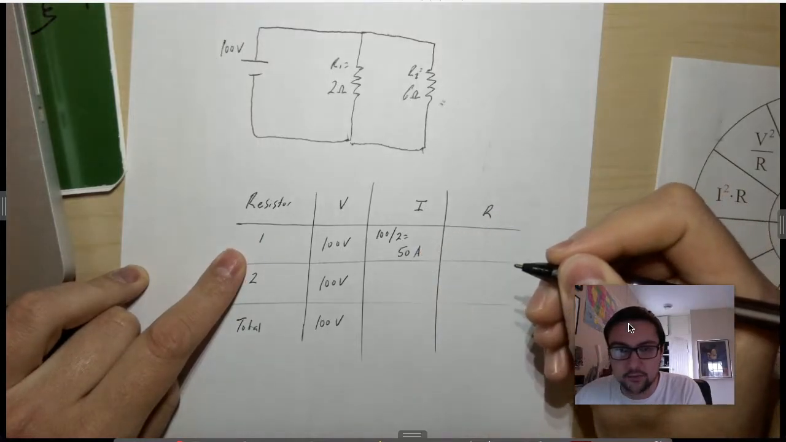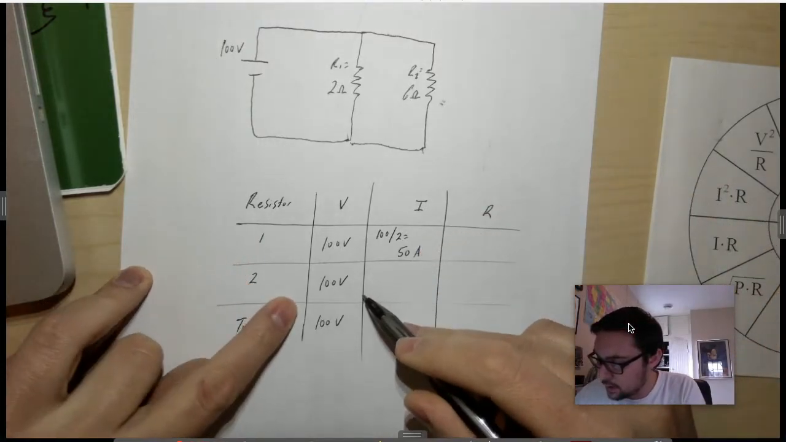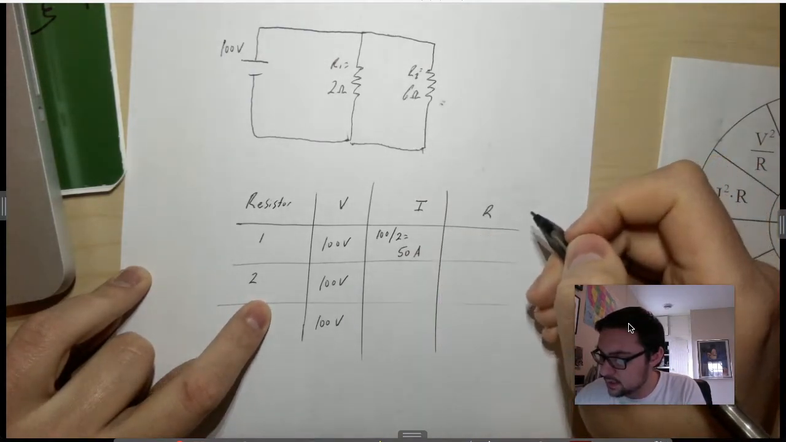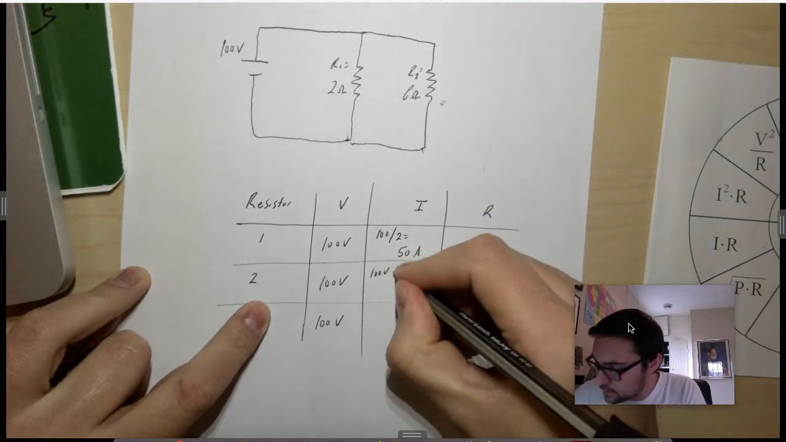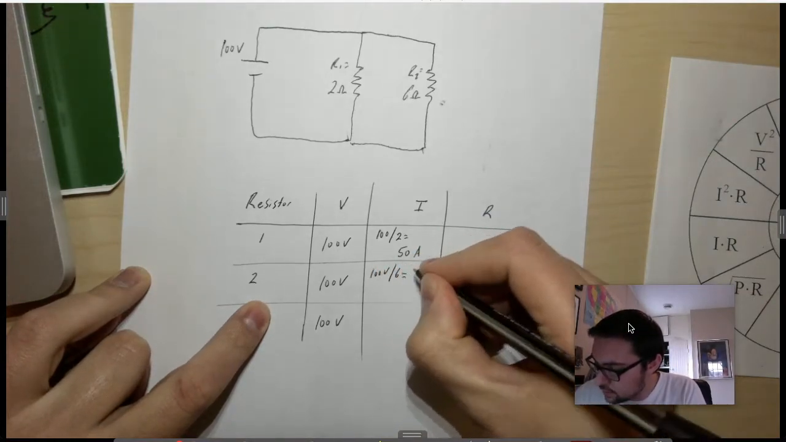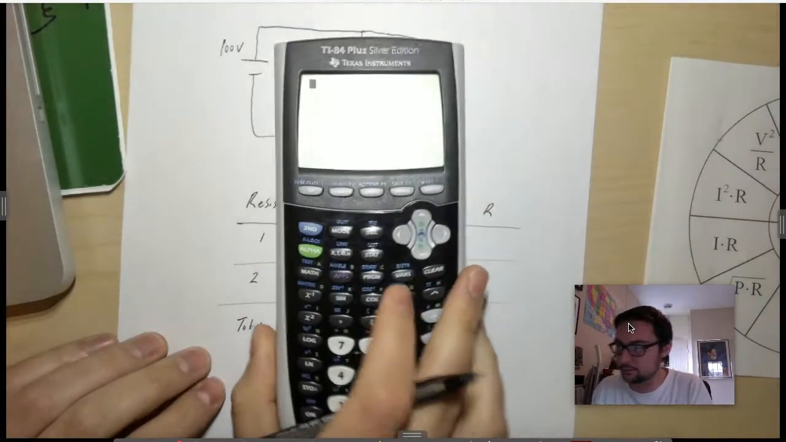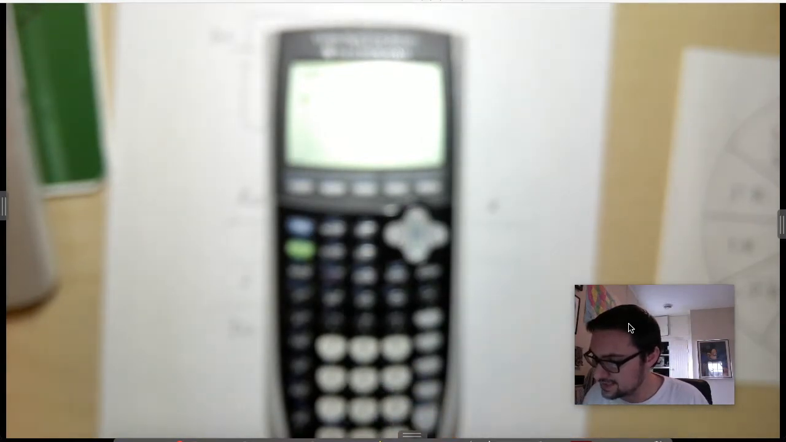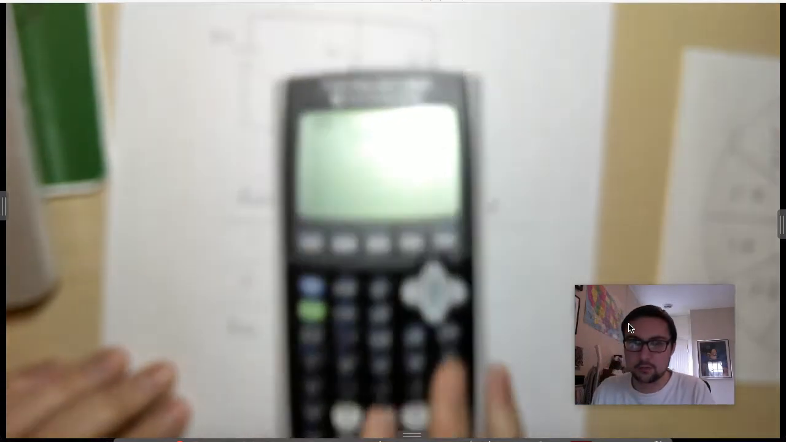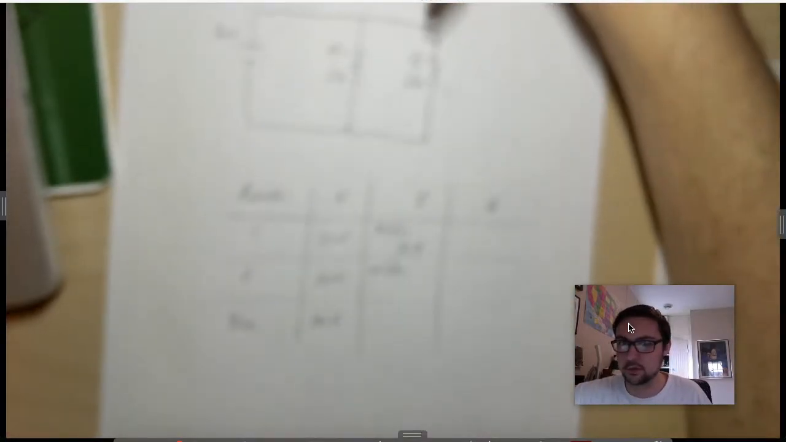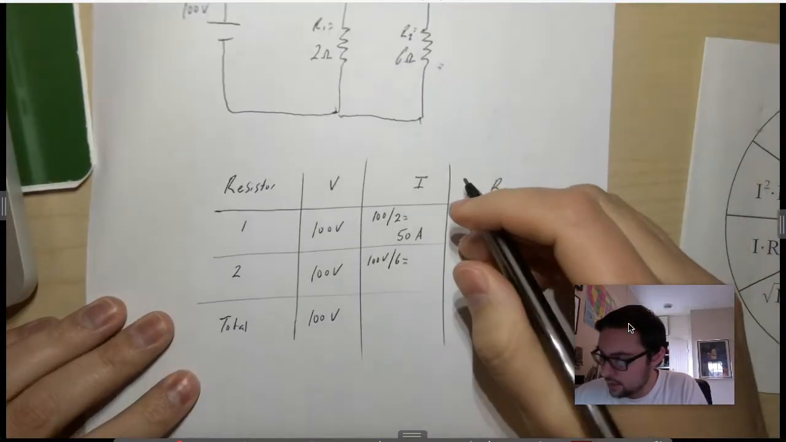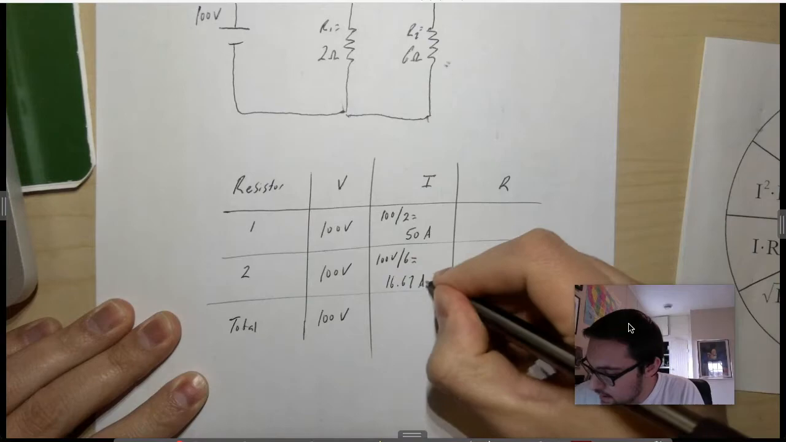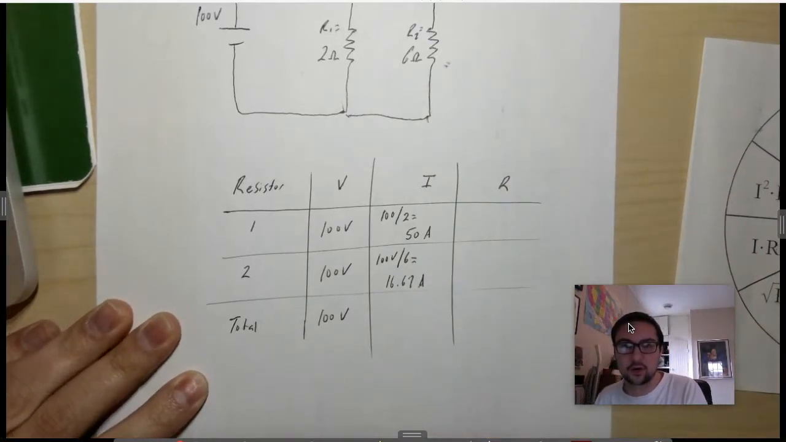We're going to use A for amps. The next one is resistor 2. It has a resistance of 6 ohms. So 100 volts divided by 6 ohms, and that's where I'm going to have to use my calculator, is 100 divided by 6, and I get 16.66 repeating. I'm going to go ahead and round that to 2 decimal places, 16.67 amps.